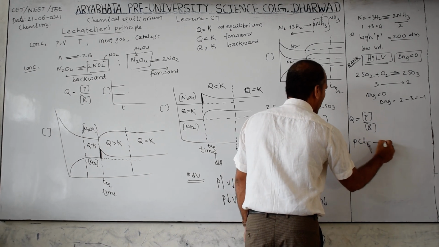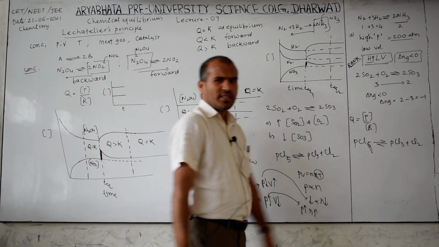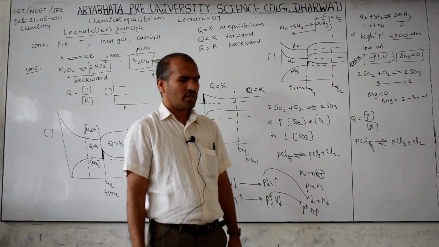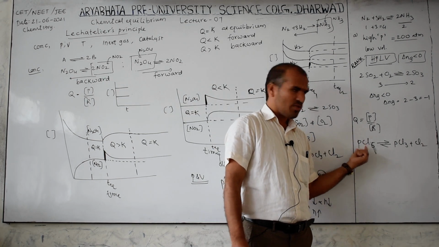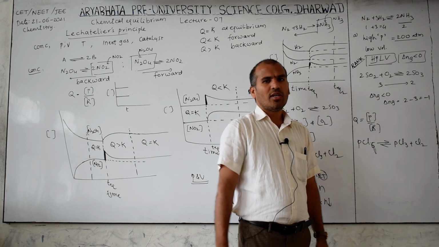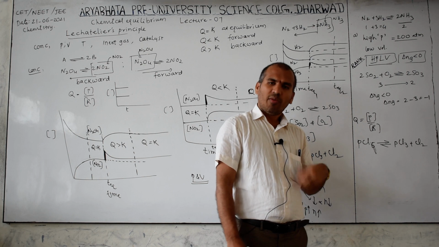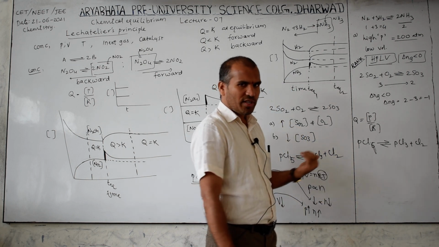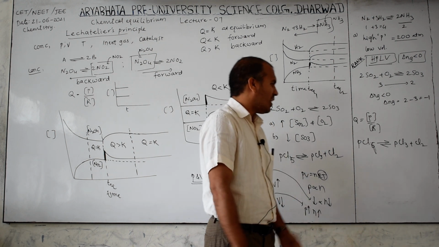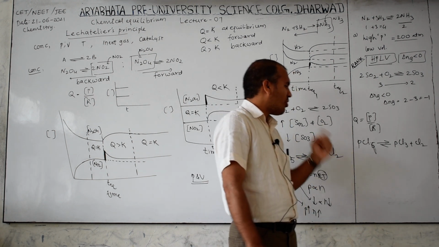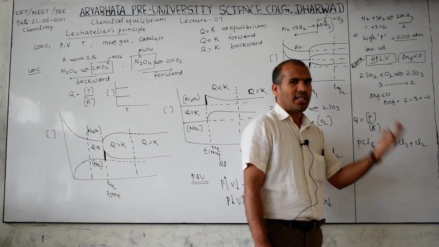Similarly, take this one: PCl5 converted into PCl3 plus Cl2. For this reaction, what is the favorable condition? What is the favorable condition to dissociate PCl5? Dissociate means it forms PCl3 and Cl2 only. So you have to read the question very carefully. Are they asking about formation, or the backward reaction, meaning the undissociated form? Read the question carefully before answering. So what is the favorable condition to dissociate PCl5? It means formation of PCl3 and Cl2.